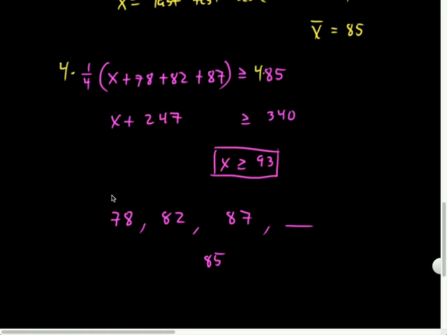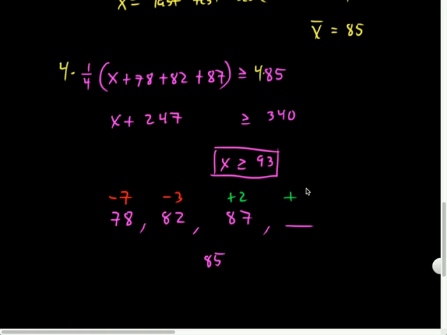How much under 85 is 78? It's 7 under. 82 is under by 3. 87 is over by 2. Basically, I need the over to balance out with the under. Think about it like a seesaw, literally: if I had a seesaw, I want to make sure it's balanced on both sides. That's a quick little mathy way that you can think of averages sometimes.